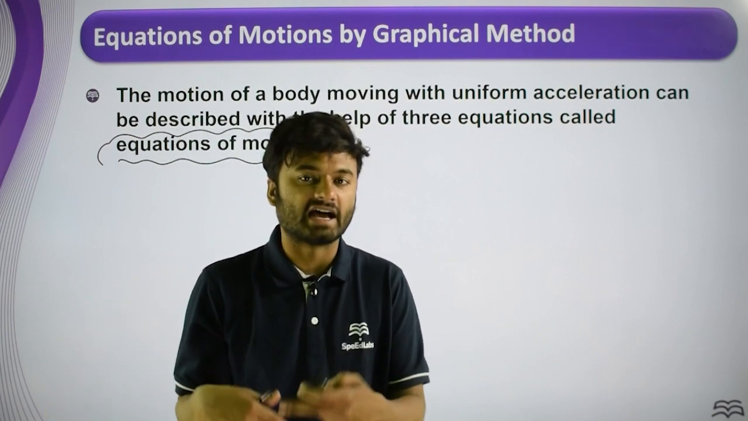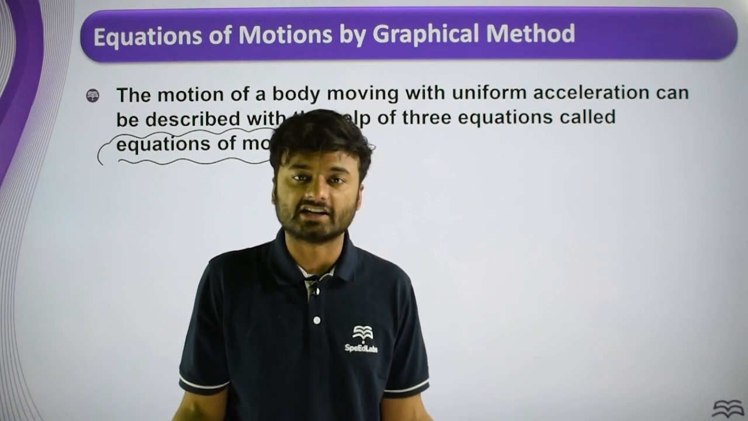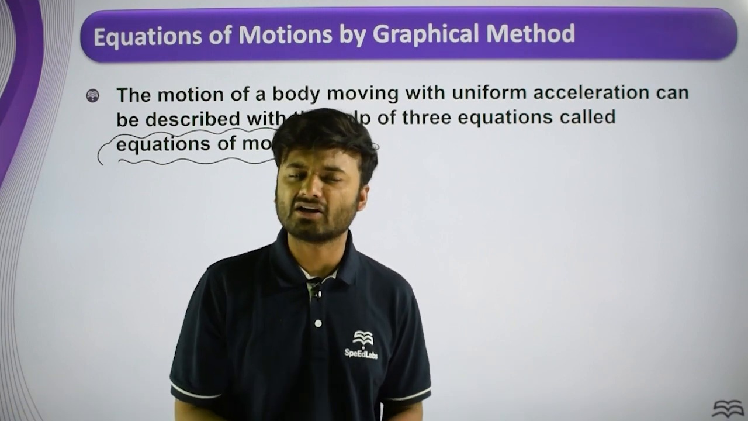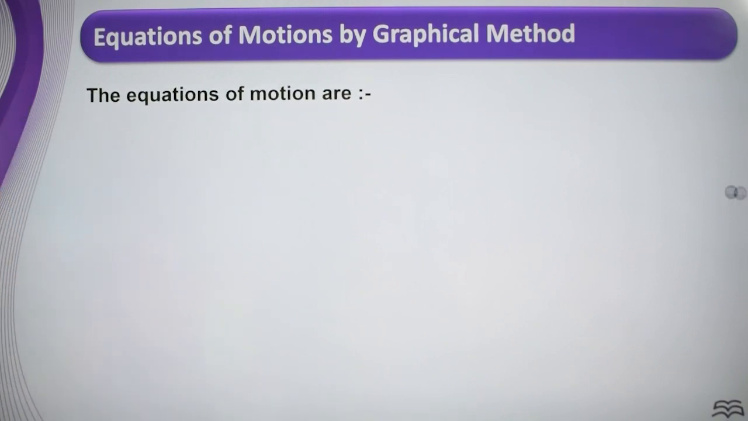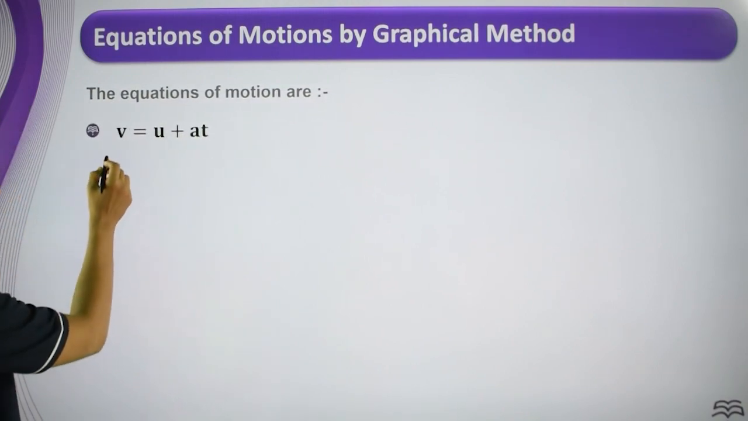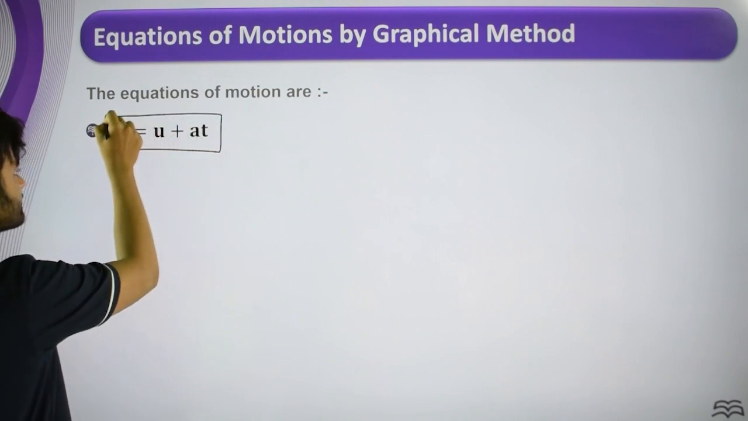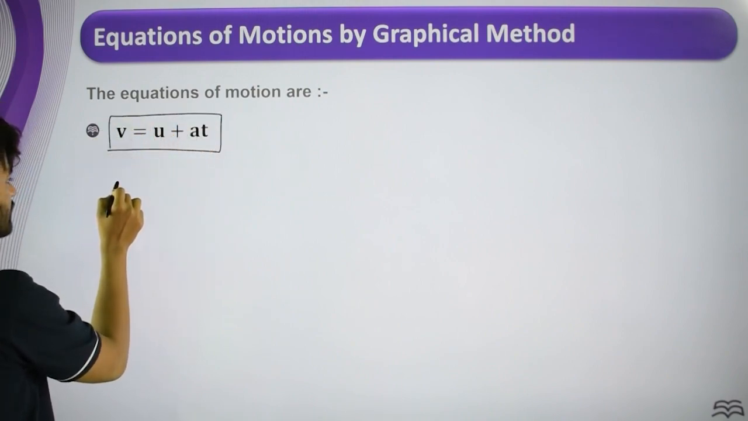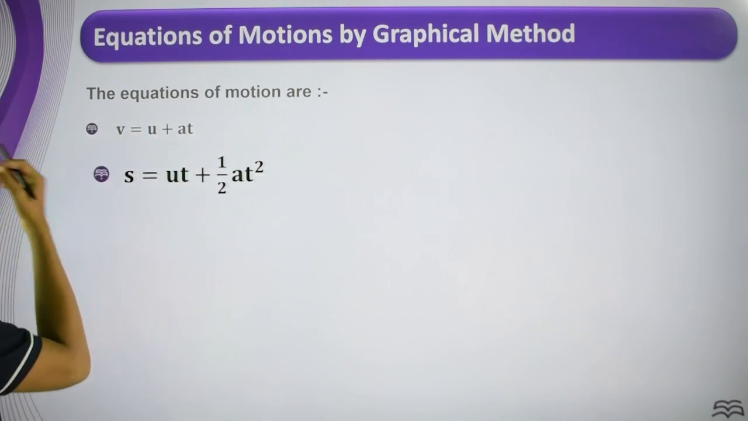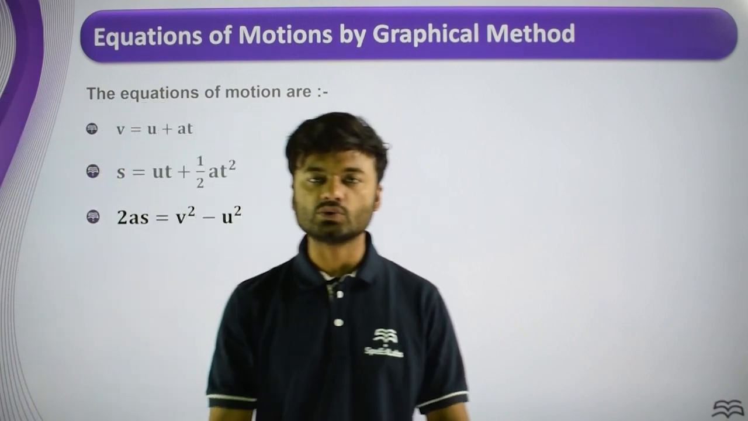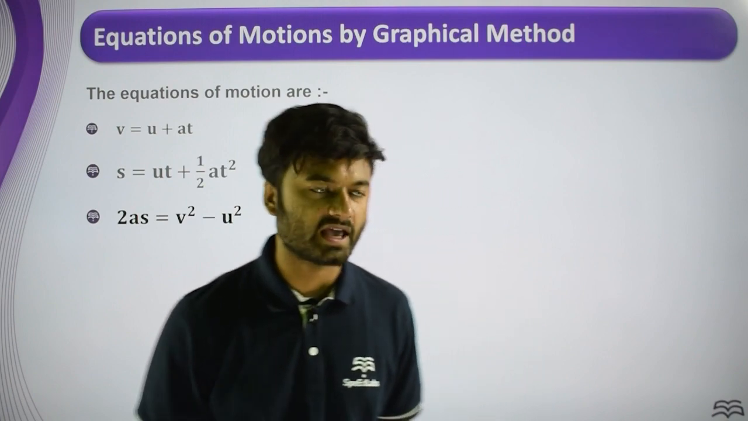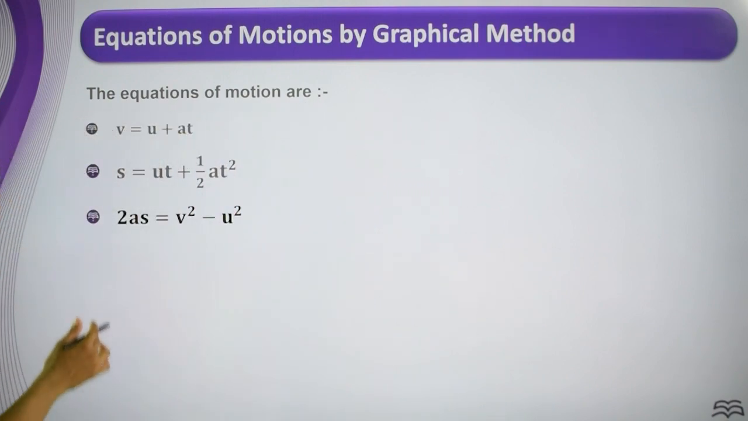We find the time, the final velocity, acceleration, displacement, and all other such things, as we'll see in our video. So the equations of motion are: the first equation is v equals u plus at. The second equation is s equals ut plus half at square, and the third equation is v square equals u square plus 2as. These are the three equations.